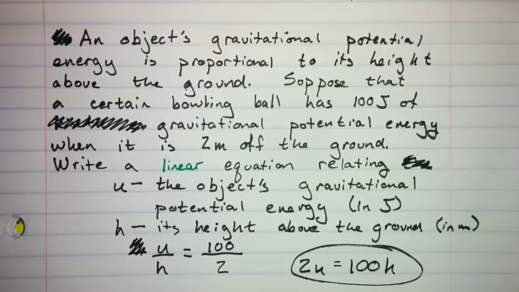Now, some of you may have written this proportion with heights in the numerators and energies in the denominators. That would give you the same linear equation, wouldn't it? So it doesn't actually matter which you choose as long as you're putting the same thing in the numerators, the same thing in the denominators.